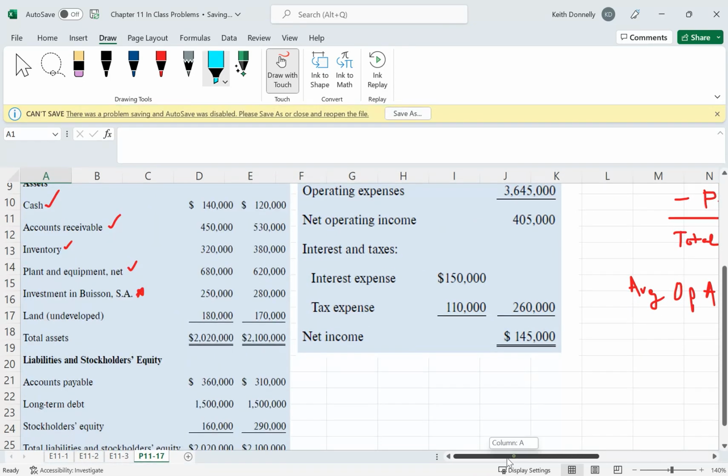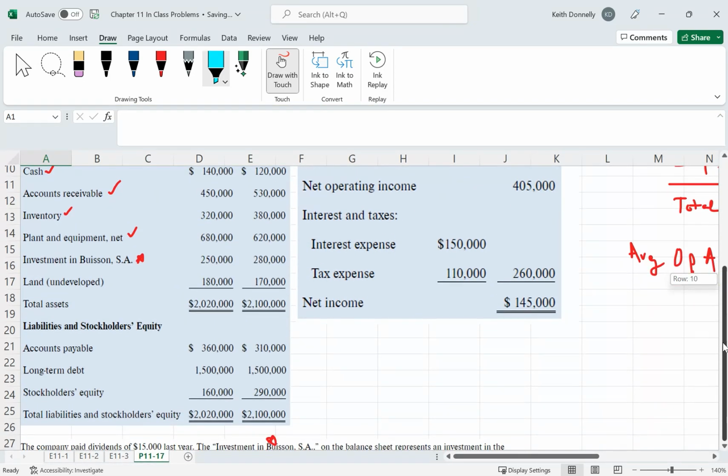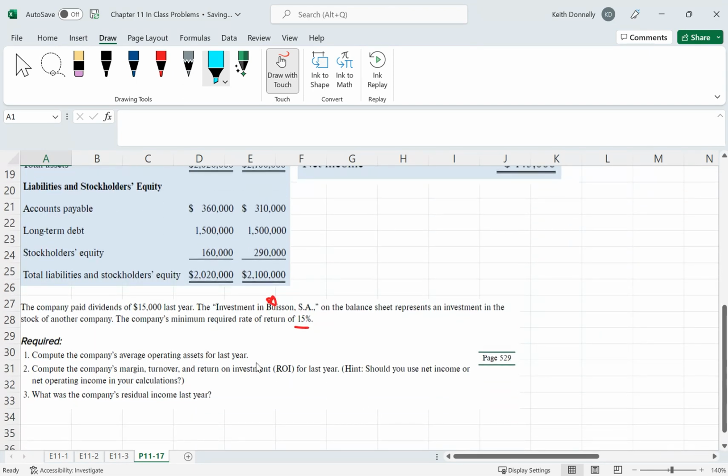Okay, so let's go back here. All right, so we did one. We figured out the company's average operating assets. Now, what they want us to do is, can you please calculate the company's margin, the turnover, and the return on investment? And it says, hint, you should use net income or the net operating income in your calculations. Which one should you use? On this one, we want to make sure that we use net operating income. Okay, so let's start with that.